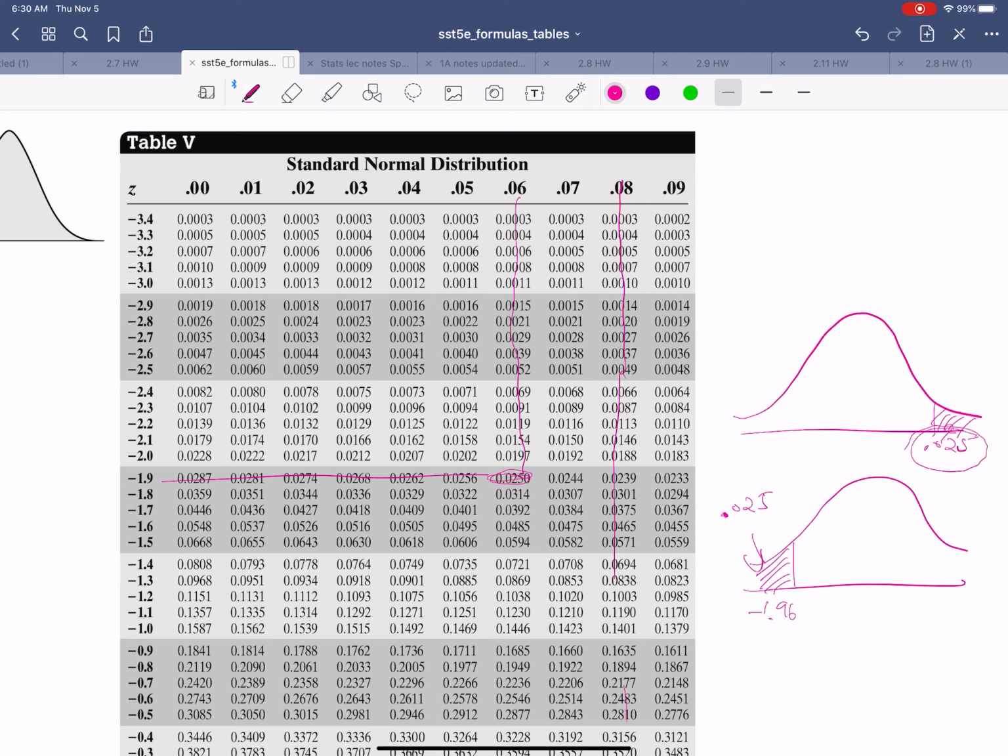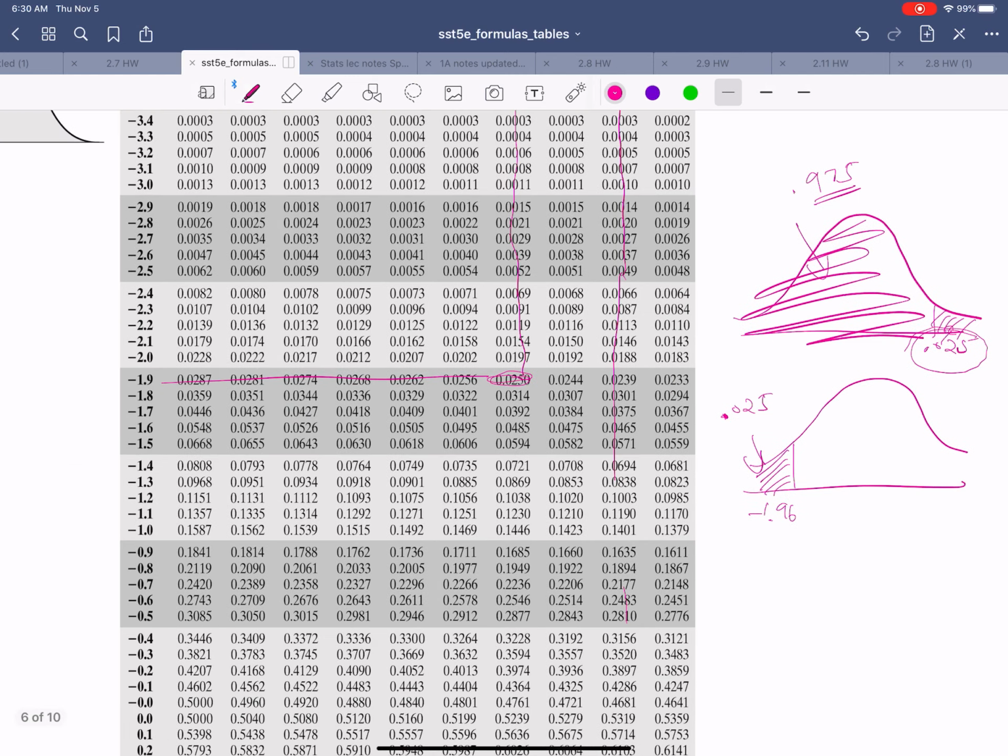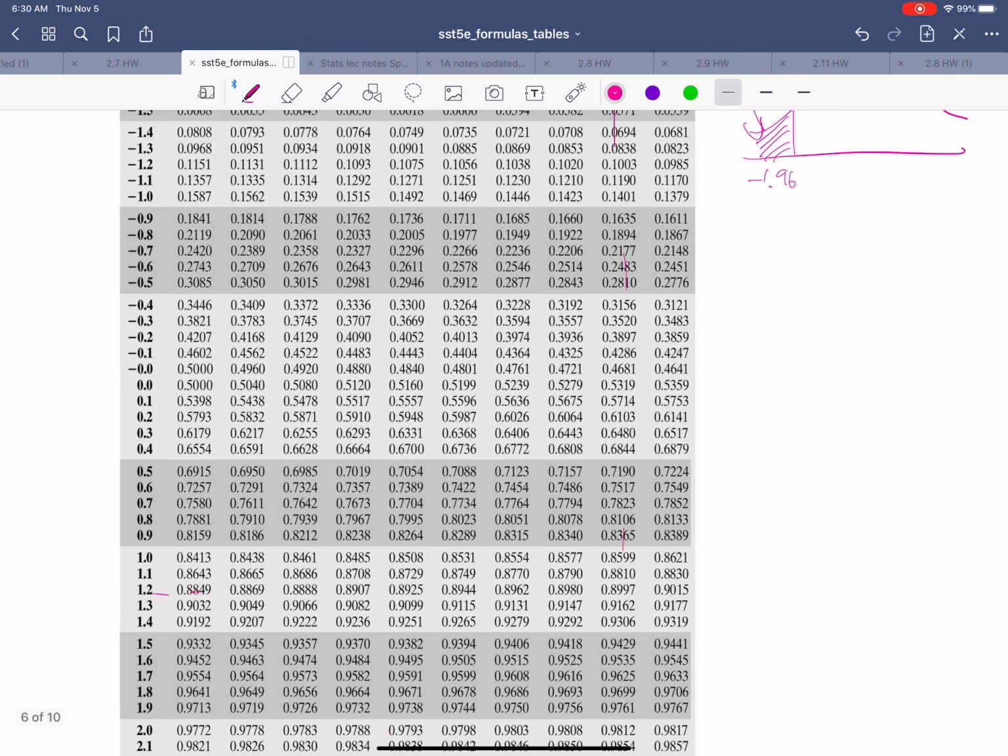I can do it in two different ways. One way to think about it: if it's got 0.025 area to the right, how much area is to the left? So I can do 1 minus 0.025, and that turns out to be 0.975. All of this area is 0.975. And I can look at 0.975 in the positive z-scores.